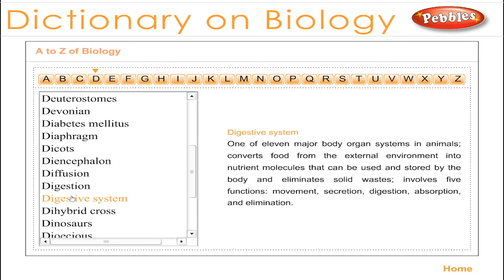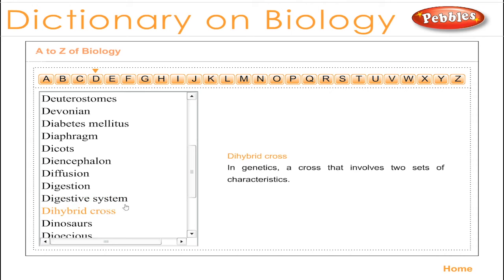Digestive system. One of 11 major body organ systems in animals, converts food from the external environment into nutrient molecules that can be used and stored by the body and eliminates solid waste. Involves 5 functions: movement, secretion, digestion, absorption, and elimination. Dihybrid cross. In genetics, a cross that involves 2 sets of characteristics.